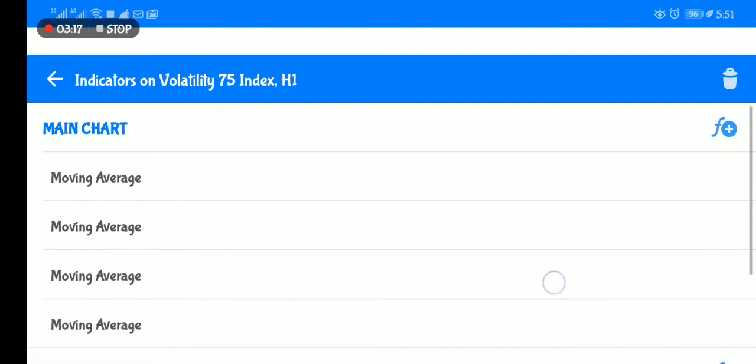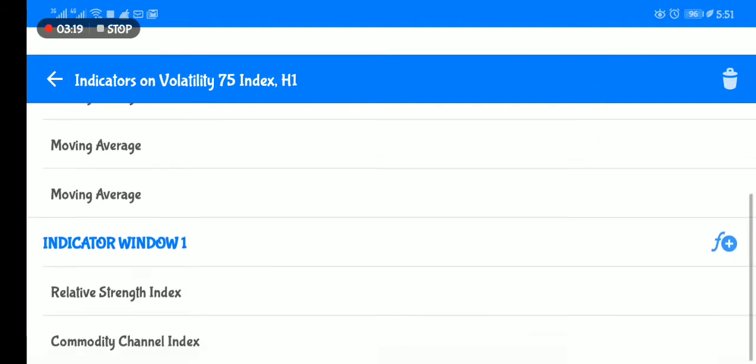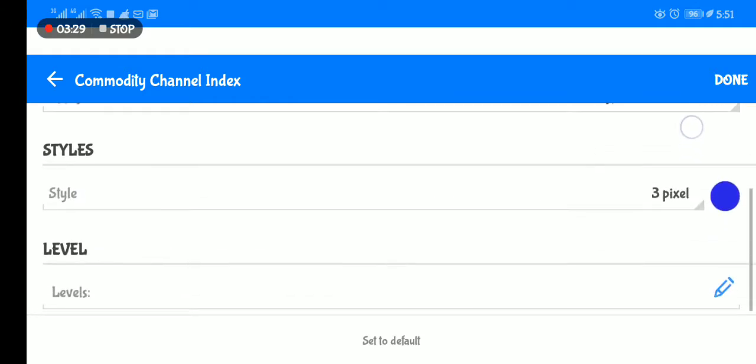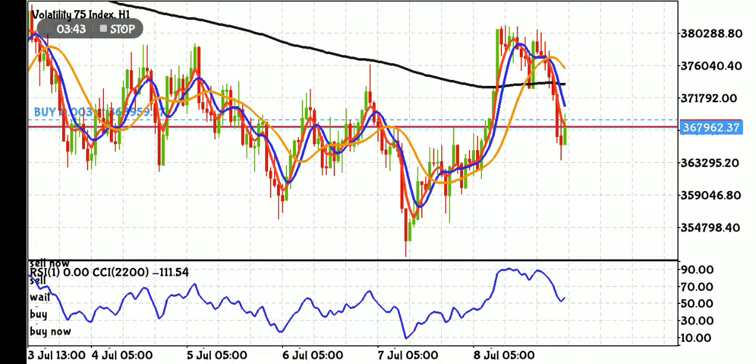So once you're done, you go back, then you add your CCI. Now the commodity channel index is the major thing. Your period is set to 2200. Then apply to typical price, then style. You can use any color you want, and any pixel width you want, but I advise you use 3 or 4. Then once you do that, you click done. So your chart is going to look similar to this, though don't mind the other moving averages. The major one that you need for this strategy is the 200 EMA.